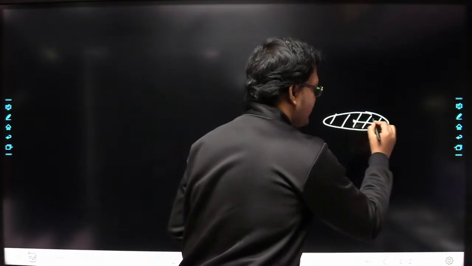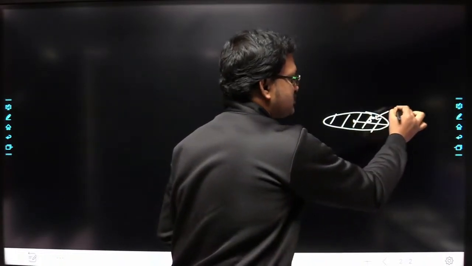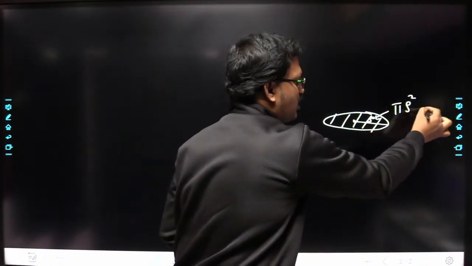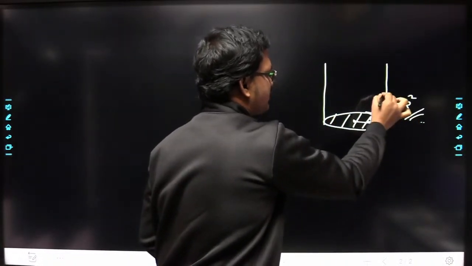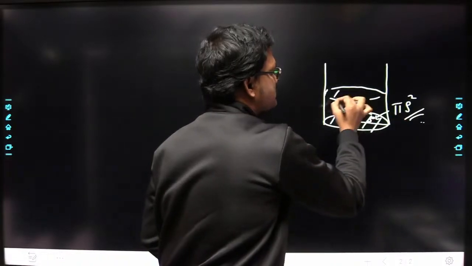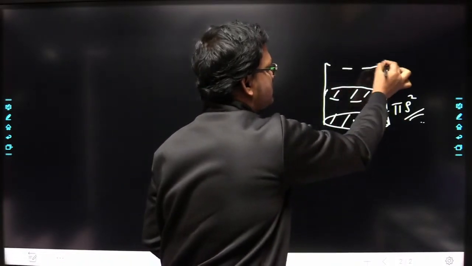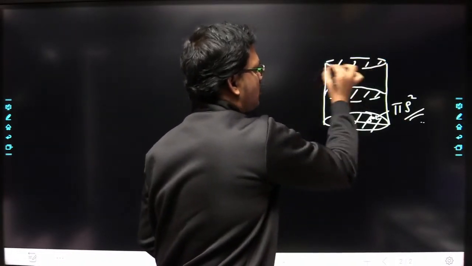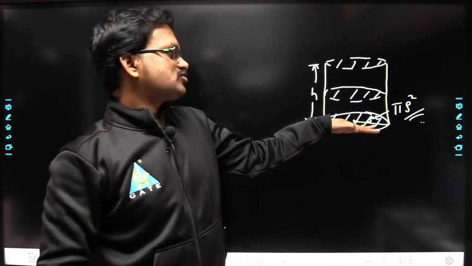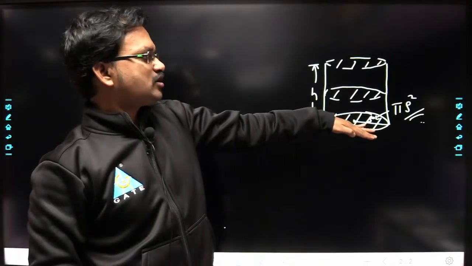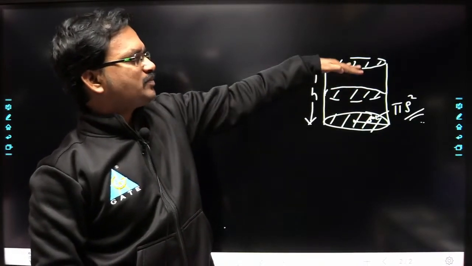Let us say the radius is rho. Each circular disc is going to have the surface area of pi rho square. Such circular discs you have placed one upon the other continuously up to some height h. Understood? So each is having pi rho square.